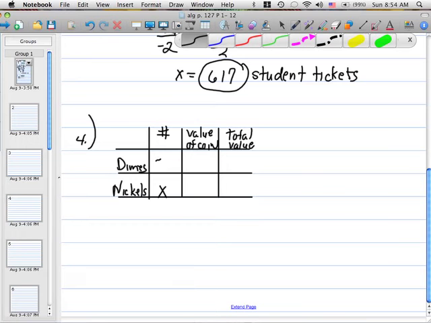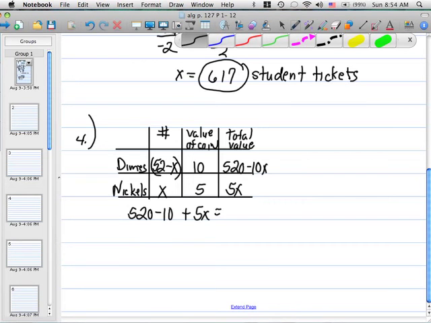if we take 52 minus x, that represents the number of dimes. So the value of a dime is 10 cents. I'm going to use pennies. And the value of a nickel is 5 cents. Using the distributive property, 10 times 52 is 520, minus 10 times x, minus 10x. The value of the nickels is 5x. So the value of the dimes, 520 minus 10x, plus the value of the nickels, 5x, has to equal $4.50.